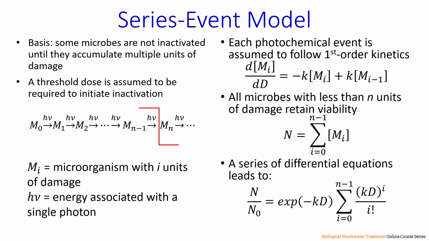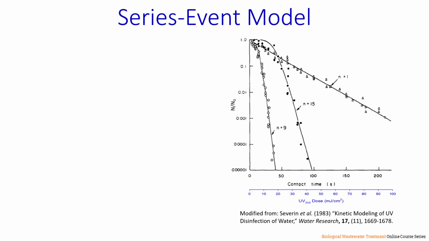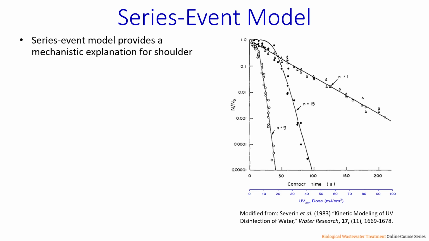So let's consider what the series event model implies and graphically what it looks like. This graph was taken from a paper published by Blaine Severin et al. in 1983 that's really sort of a classic to illustrate this model, and it describes the behavior of three different microorganisms. The basic idea here is that the series event model provides a mechanistic explanation for the existence of a shoulder in a dose-response curve, three of which are illustrated in this graph.